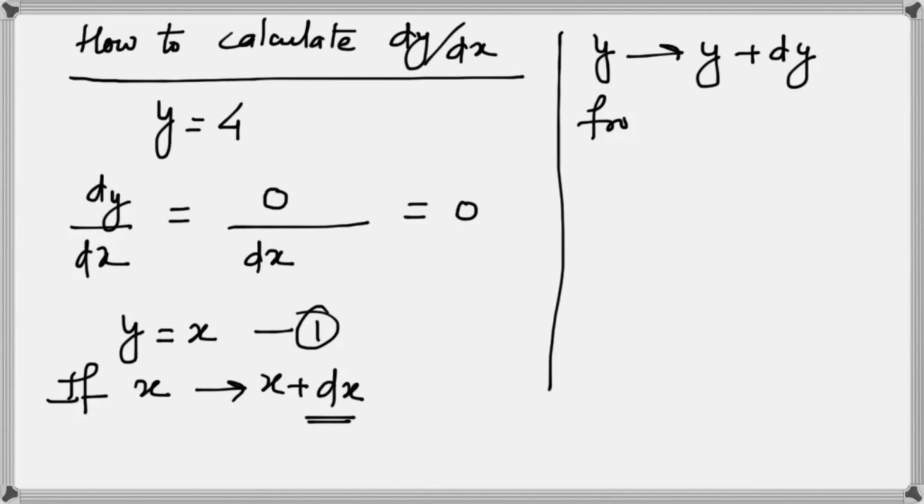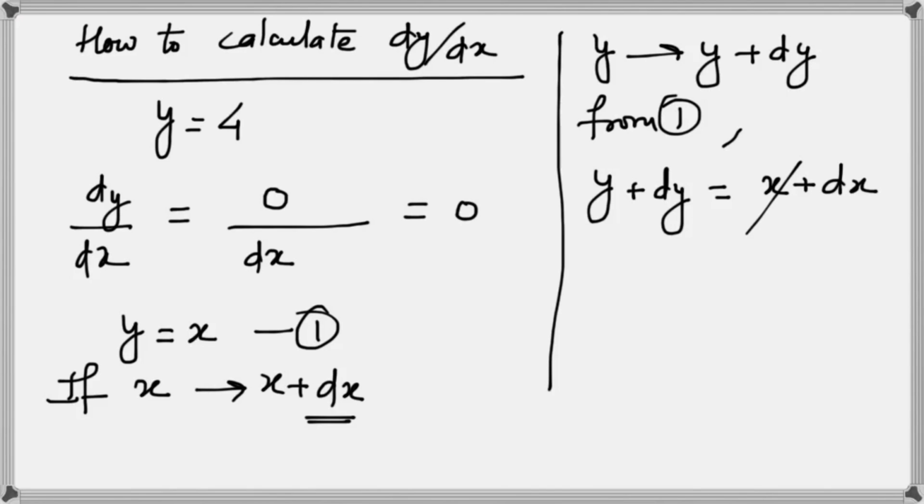So from 1 we can write the new value of y, that is y plus dy, equal to the new value of x, x plus dx, because the equation says y equal to x. So we can cancel out y and x and we get dy equal to dx, which gives us dy upon dx equal to 1. Let's take another example, and this is an important one.